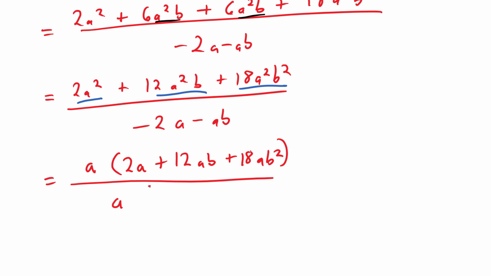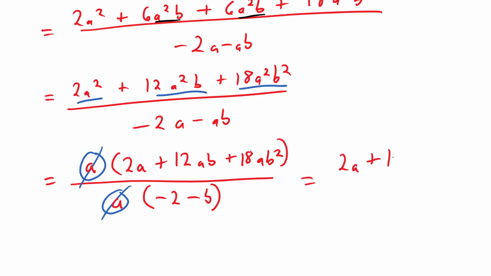On the bottom here, I take the a out. I'm left with minus 2 minus b. Because I have the same on the top and the bottom, they can cancel each other out. And now I'm left with 2a plus 12ab plus 18ab squared divided by minus 2 minus b.